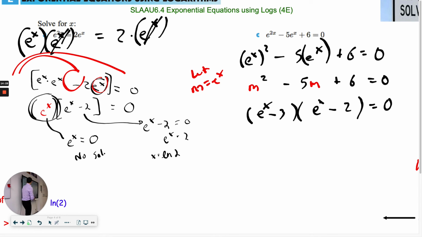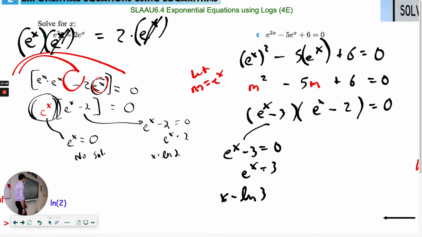And if two chunks multiply to 0, well then either one equals 0 or the other equals 0 or both. And so then you can kick the 3 to the other side and switch it to log form, natural log of 3. Right? What number is it? Don't care. Same thing here. End up with e to the x minus 2 equals 0. And so end up with e to the x equals 2. So natural log of 2.